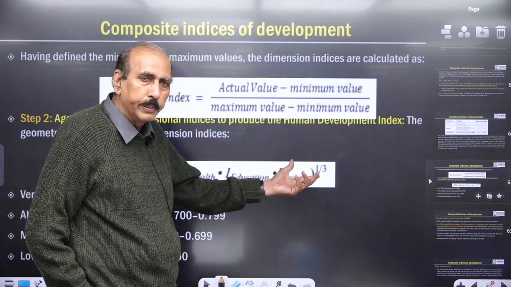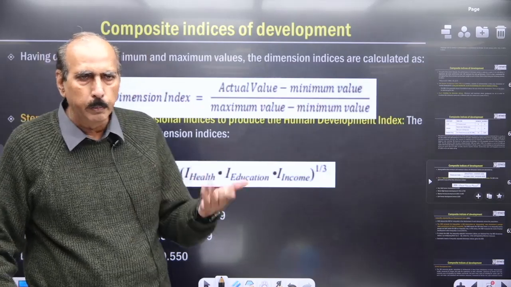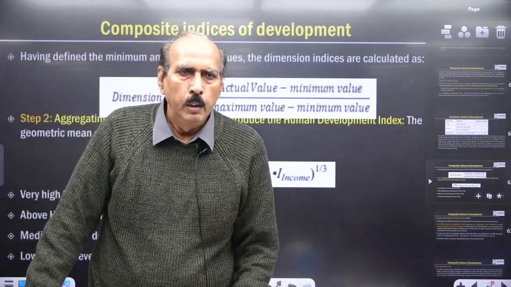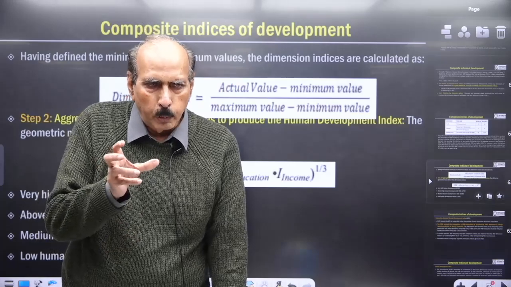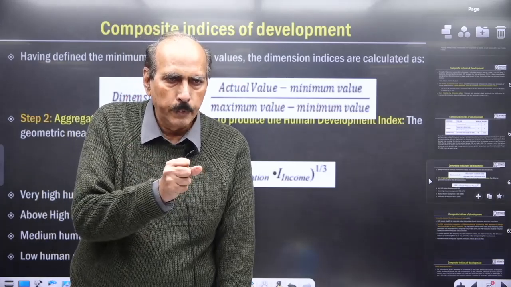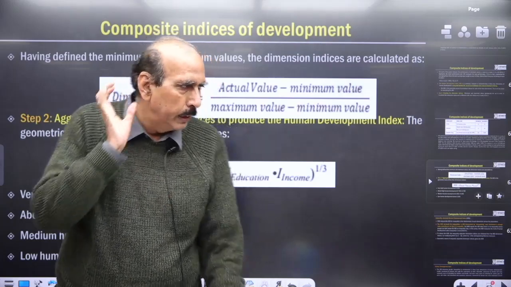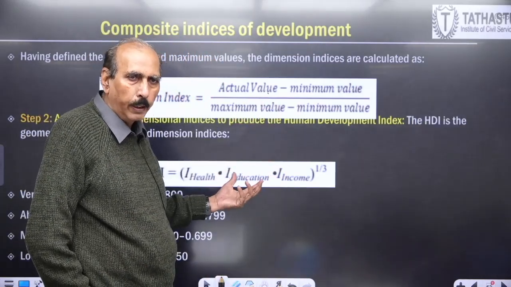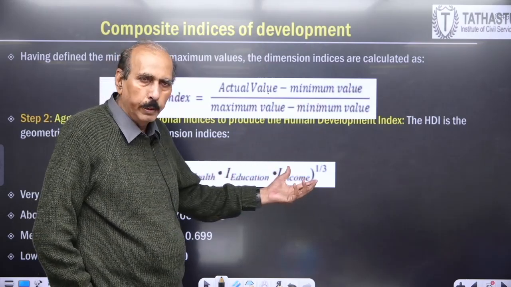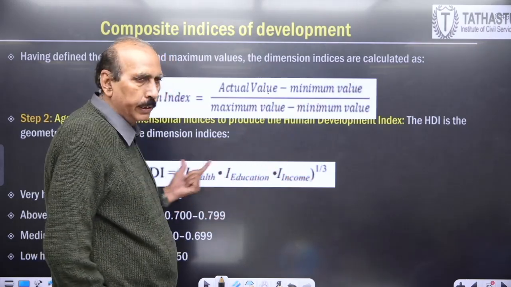ये याद रखिए, ज्योमेट्रिक मीन पता है, अर्थमेटिक मीन, ज्योमेट्रिक मीन सुने होंगे. ज्योमेट्रिक मीन हमेशा वहाँ यूज़ करते हैं जहाँ एवरेजेस और परसेंटेज को एवरेज करना है. Always use geometric mean, because here all these figures are in index form. That's why we are using geometric mean. The geometric mean of the 3 dimension indices will give you the HDI.